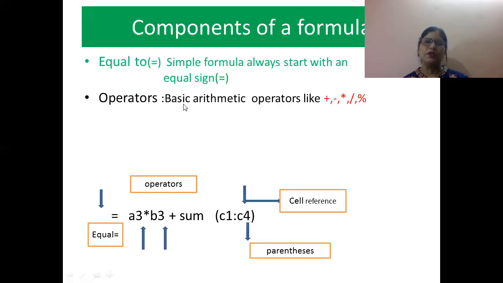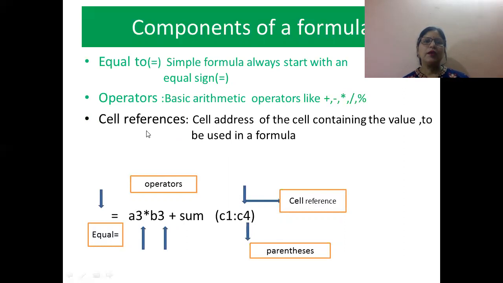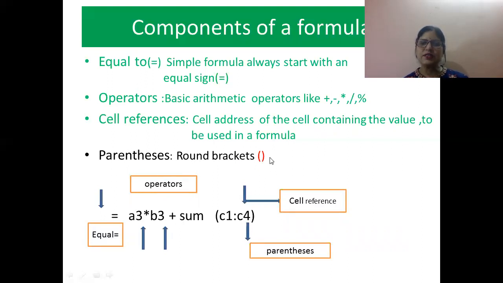Second, operators: basic arithmetic operators like plus, minus, multiply, division, and percent. Everybody knows these symbols? These are arithmetic operators. Cell reference: the cell address of the cell containing the value to be used in a formula. Parenthesis: round brackets. These round brackets are called parentheses.